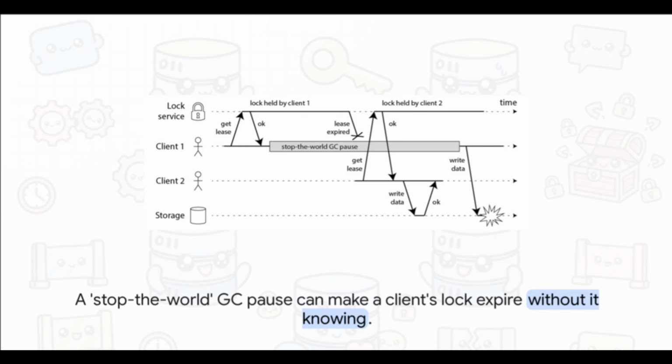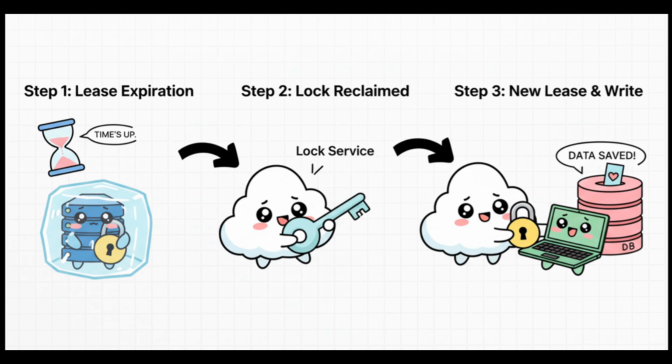This is called a stop-the-world pause, and to the outside world, the client just vanishes. Now, to stop a crash client from holding a lock forever, these locks always have a built-in timer, called a lease. While client 1 is frozen solid, that lease expires. The lock service assumes it crashed and gives a brand new lock to client 2. Client 2 happily goes about its business, writes its data, and everything looks totally fine.